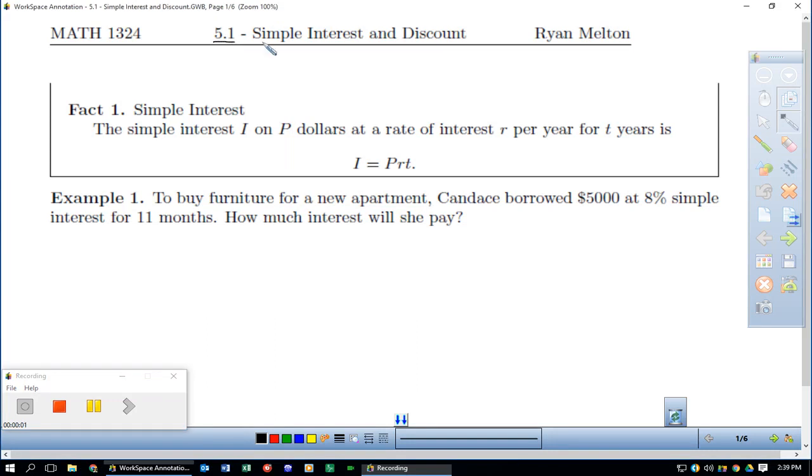Chapter 5, Section 1, Simple Interest and Discount. Now, those are the two big topics we're going to have, so we'll dive into simple interest. So let's just look at an example to begin with.